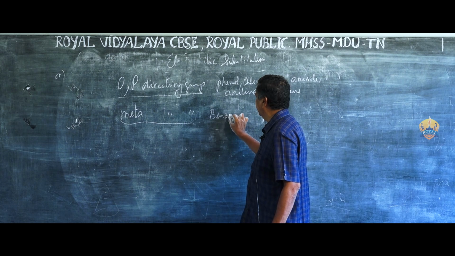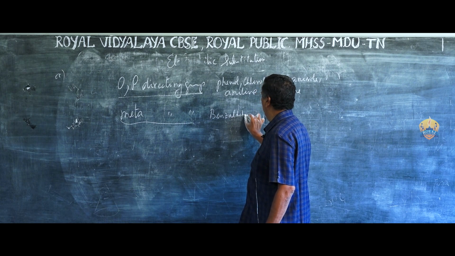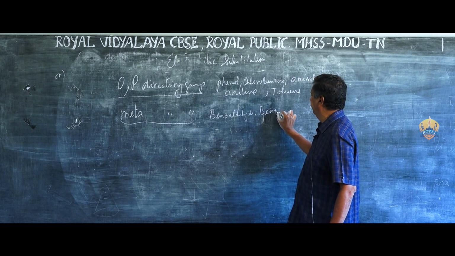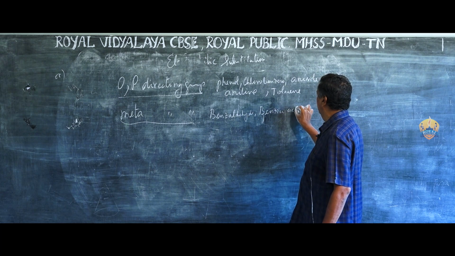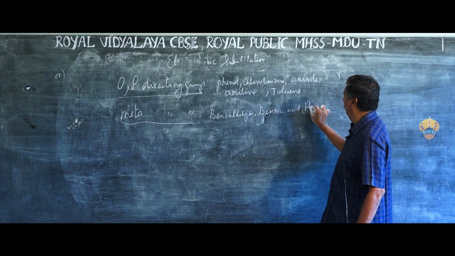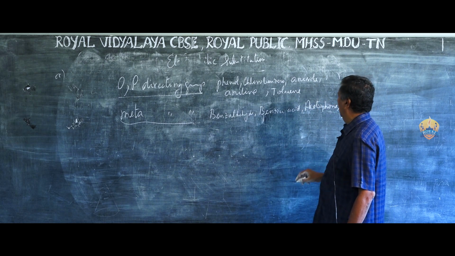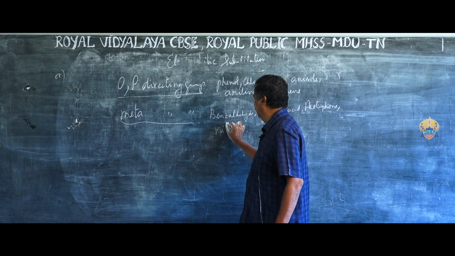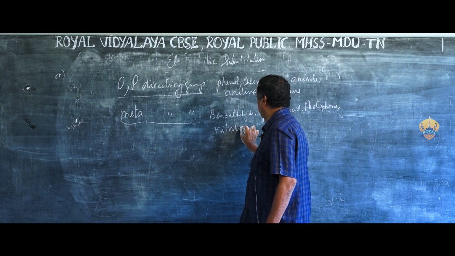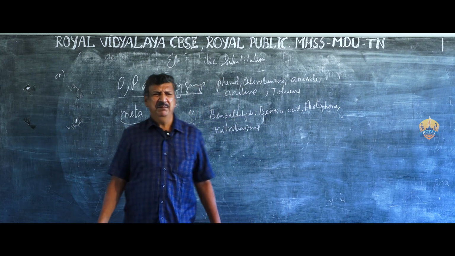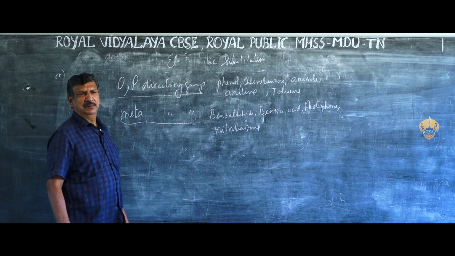Benzaldehyde, benzoic acid, acetophenone, nitrobenzene. You see, these are meta-directing groups.